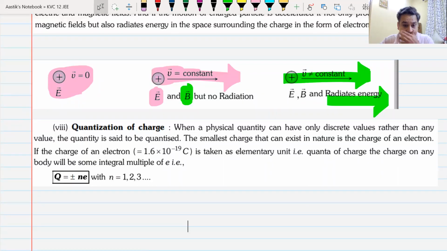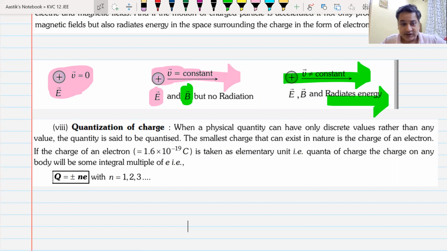Charge is quantized. It comes in packets. We saw in the previous chapter that light is also quantized. The smallest particle of light is known as a photon. The smallest particle of charge is known as the charge of an electron or the charge of a proton. Do we understand this? Yes, sir. Okay, this is all about charges.